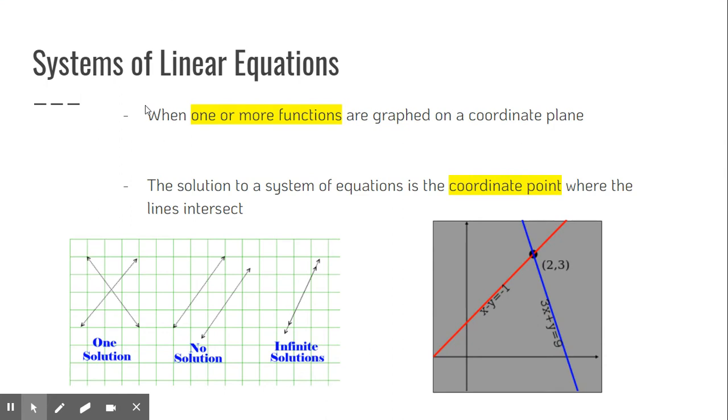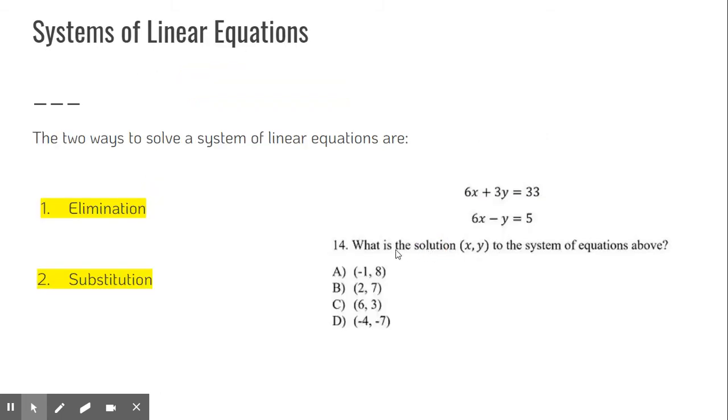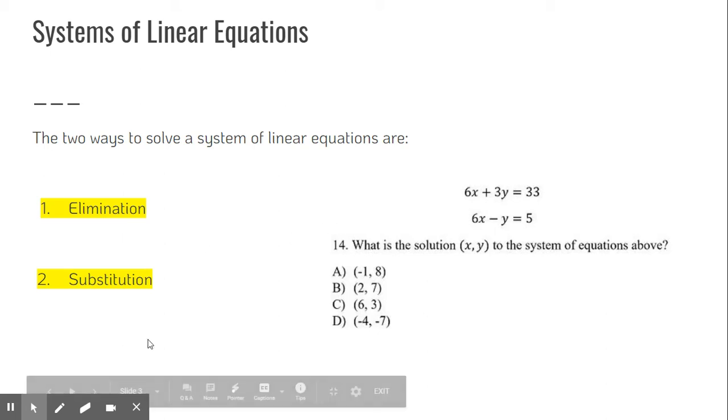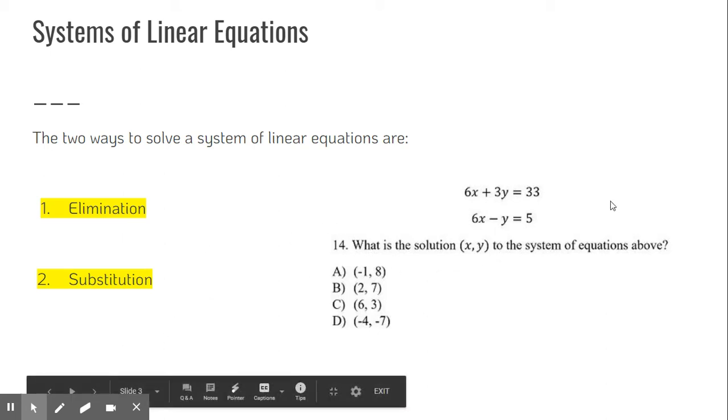A system of linear equations is when one or more functions are graphed on the coordinate plane. The solution to a system of equations is the coordinate point where the lines intersect. There are two ways to solve a system of linear equations, and they are elimination and substitution. So if we're given a problem like this one here on the right, we could use either of these to solve it.